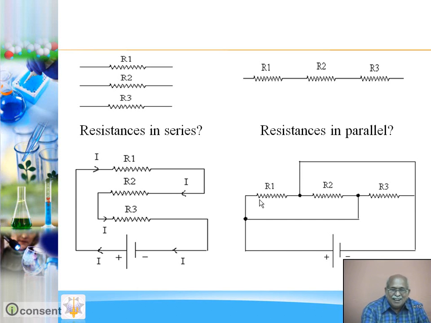At once, it is clear that PD across each of the resistances R1, R2 and R3 is same PD. So resistances are in parallel. So these resistances, although geometrically they are along the same line, they are in parallel.